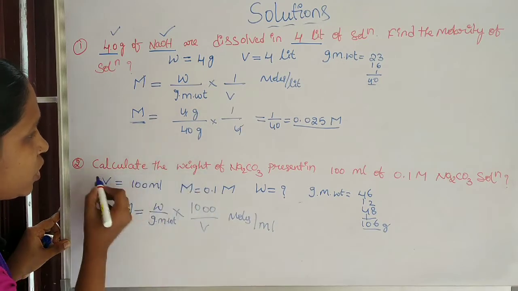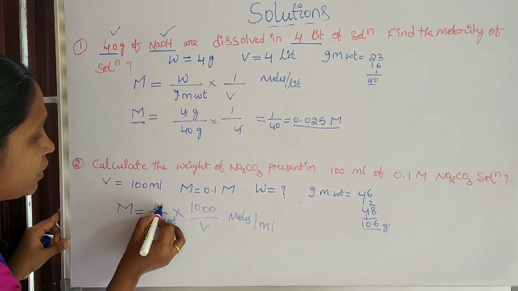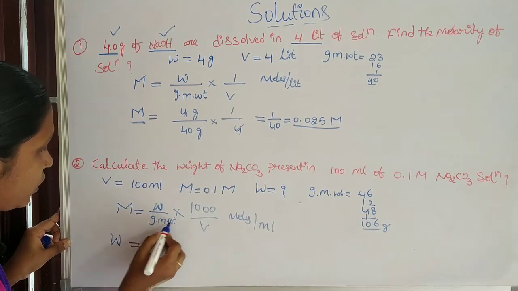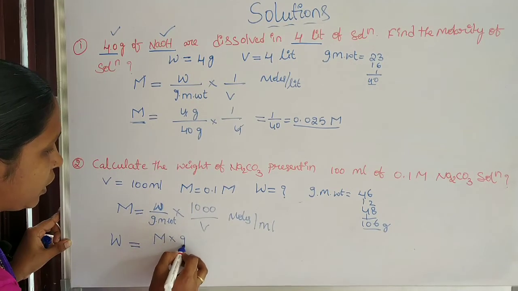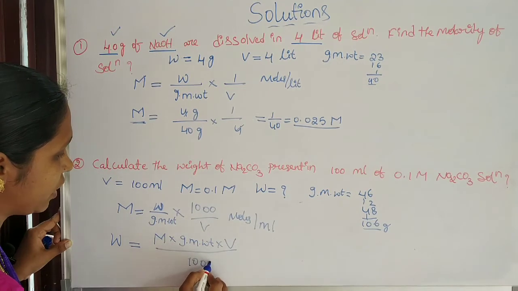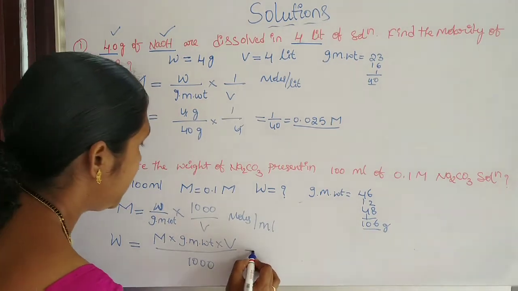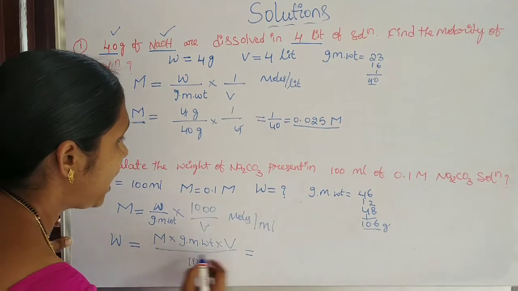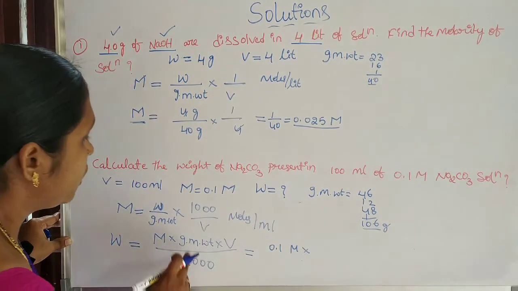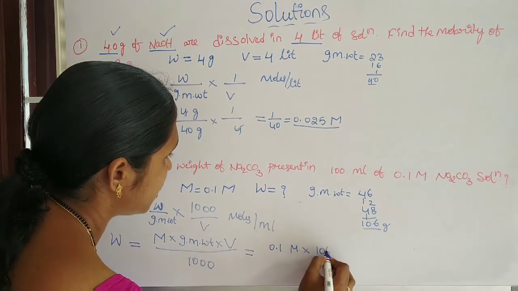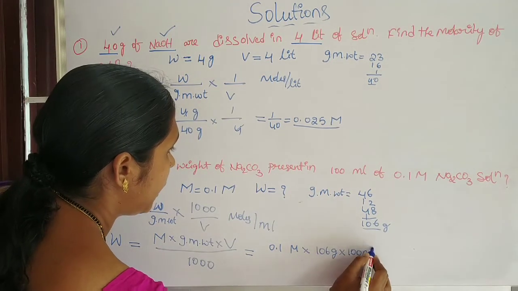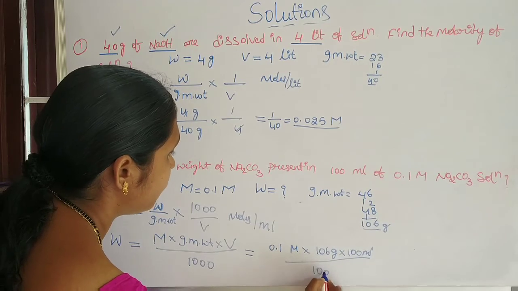See here, in the question he asked to calculate the weight. So from this equation, write the equation for weight. Weight equals molarity into gram molecular weight into volume of solution by 1000. That equals molarity, which is 0.1 molar, into the gram molecular weight, which is 106 grams, into volume of solution, which is 100 ml, divided by 1000.